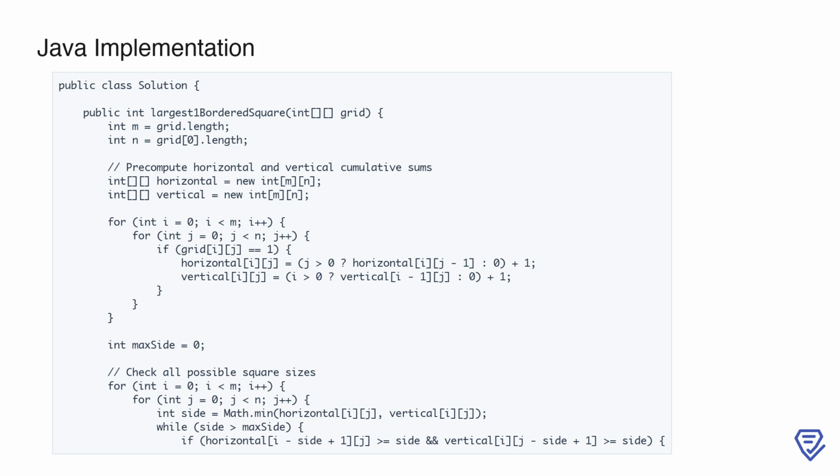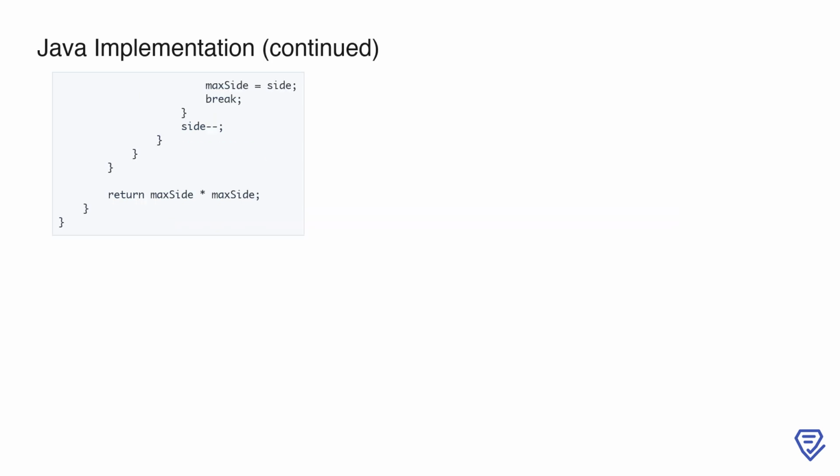This pre-processing step allows us to quickly check the length of horizontal and vertical lines of ones at any given cell. Finally, we initialize max_side to 0, which will keep track of the largest square size we find. Next, we iterate over each cell in the grid again to evaluate all possible square sizes.